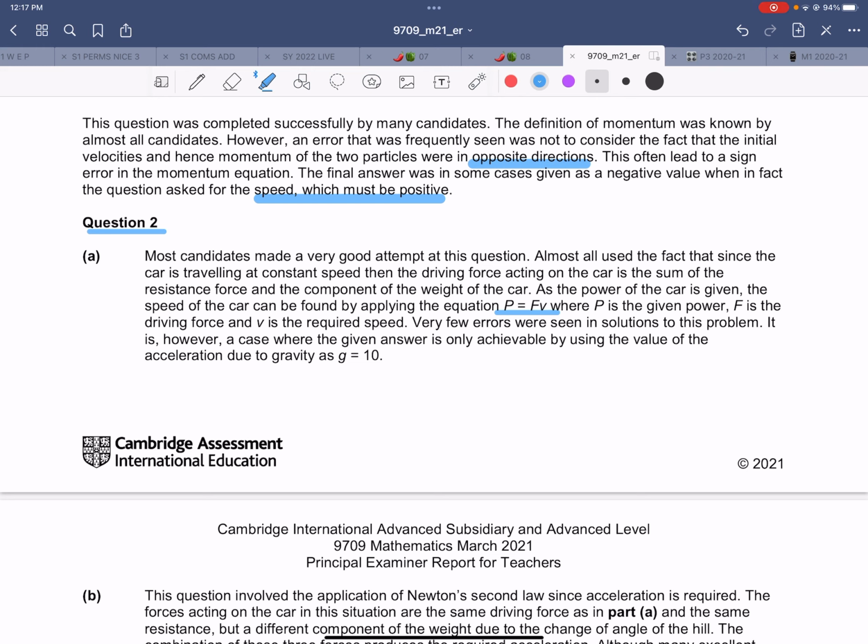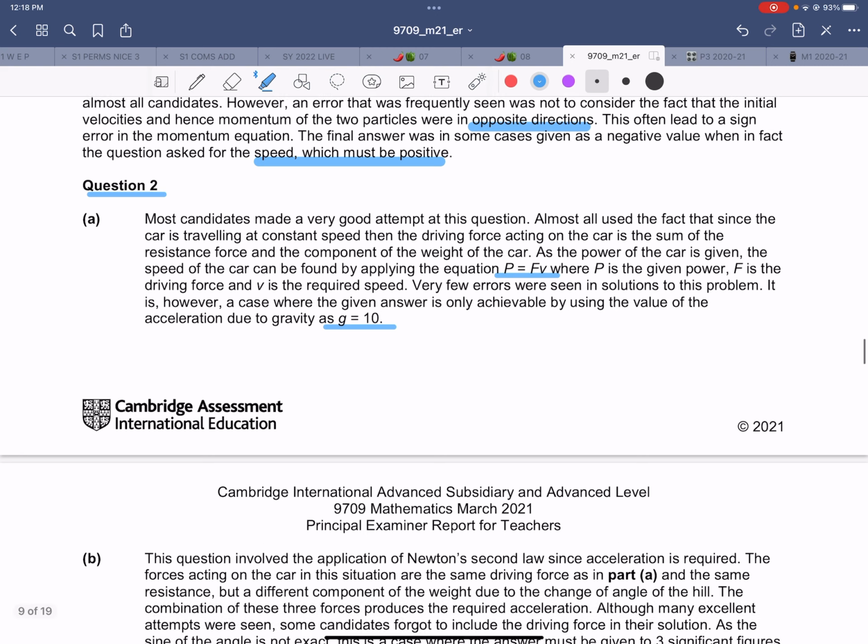If it is, however, a case where the given answer is only achievable by using the value of acceleration due to gravity as g equals 10. Now this I have seen even on the mock exam that some people were using 9.8 or 9.81. In this syllabus of ours, we have to use g as 10 meter per second square.